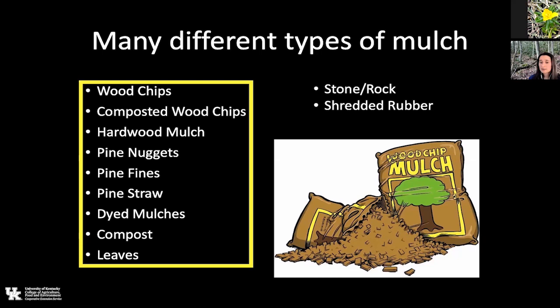Stone, rock, shredded rubber, they're not really doing any of that. So they might look nice and they might protect from mower damage, but they're not giving you all of these other benefits that different types of mulches can.